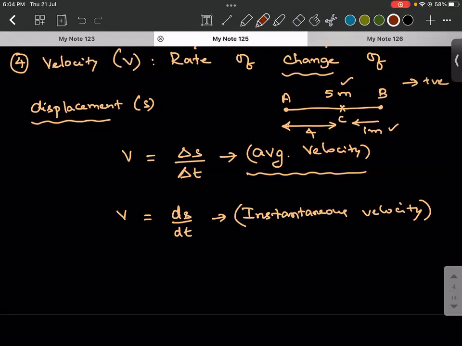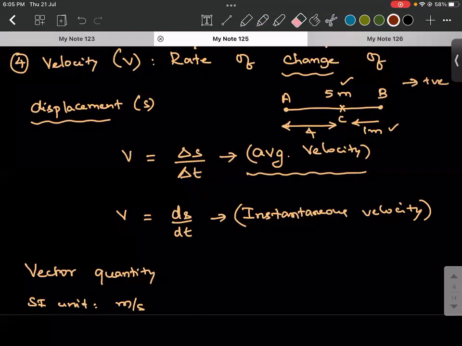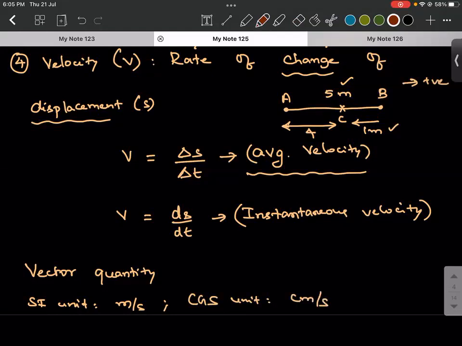Now, when I talk about velocity, this is also a vector quantity. And its SI unit is going to be meter per second, and the CGS unit is obviously going to be centimeter per second. Is it clear? Right?